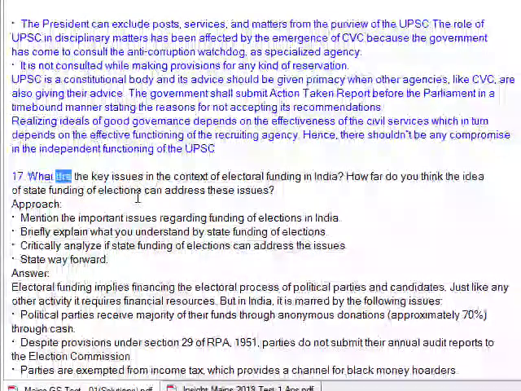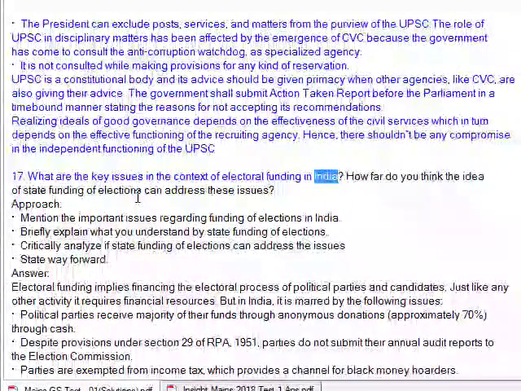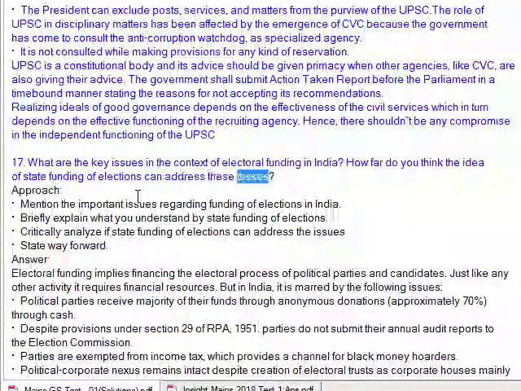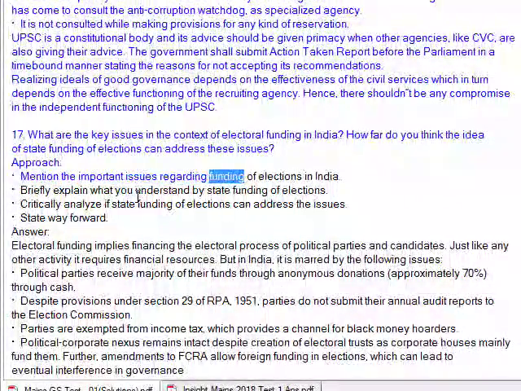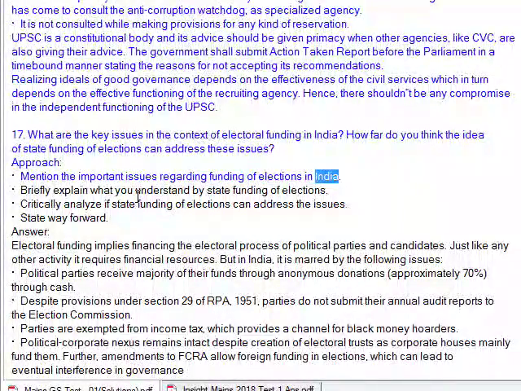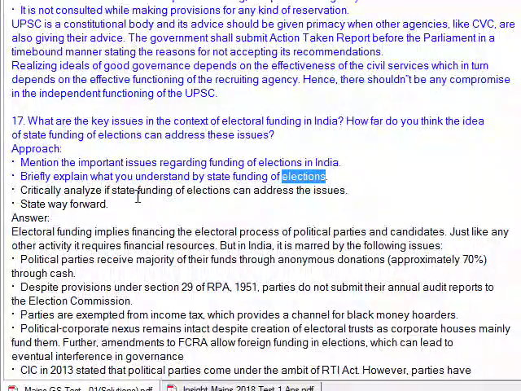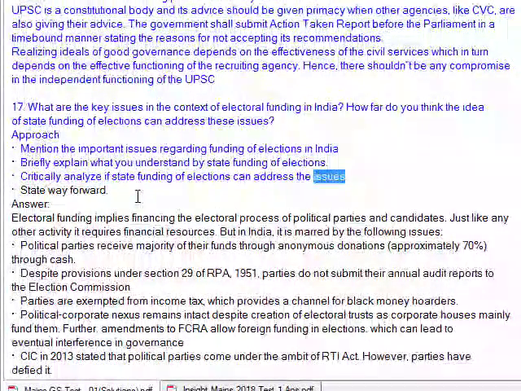17. What are the key issues in the context of electoral funding in India? How far do you think the idea of state funding of elections can address these issues? Approach. Mention the important issues regarding funding of elections in India. Briefly explain what you understand by state funding of elections. Critically analyze if state funding of elections can address the issues.